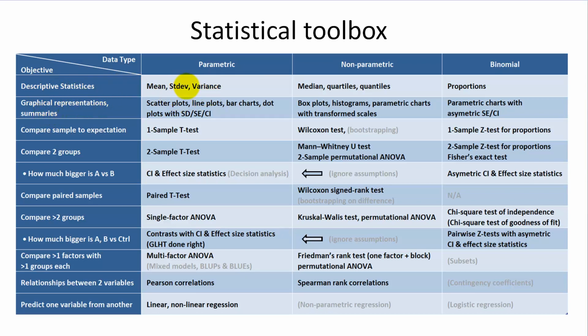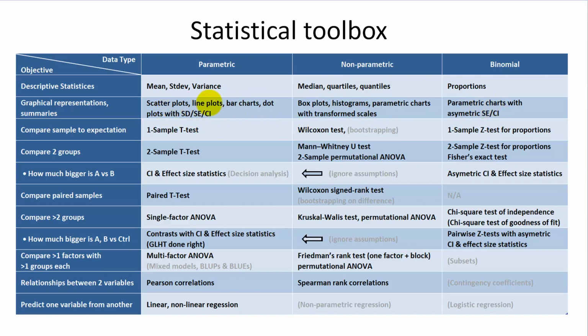There are different statistics that you can use if you have normally distributed data. Means, standard deviations, and variances are fine. If they are not normally distributed, you usually use the median, quartiles, or quantiles. And for binomial data, you have to report proportions, so like 50%, 20%, and so on. And you can also display those things graphically.